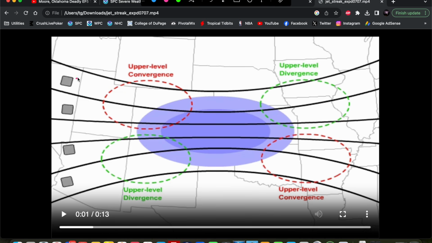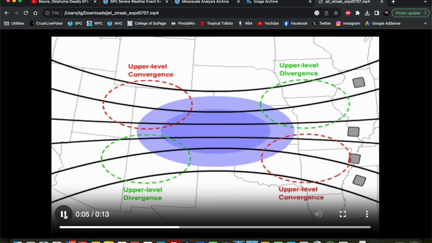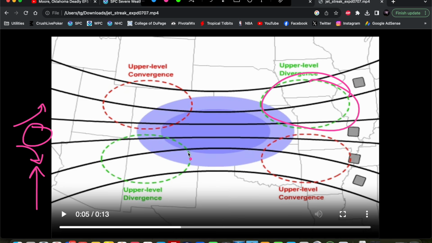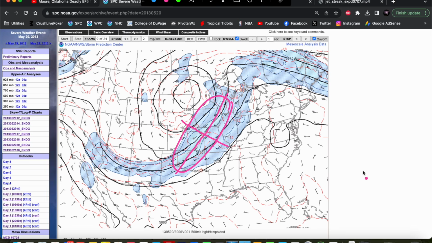The gray boxes represent parcels of air moving through the jet streak, and if we focus our attention on these bottom 2 here, which are moving through the right entrance region of this idealized jet streak, you'll see as I play the animation how they spread apart from one another. That is upper level divergence, so the spreading apart of the winds in the upper portion of the atmosphere. As we've talked about before, that creates a void that the atmosphere tries to fill by lowering surface pressures and inducing rising motion, which is favorable for storm formation. This occurs in the left exit region and the right entrance region of a jet streak. And if we go back to our 500 millibar map on May 20th, we are clearly in that right entrance region of the jet streak.